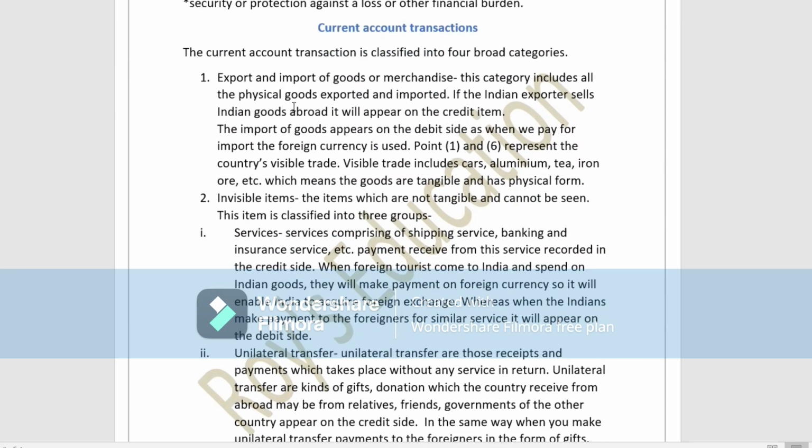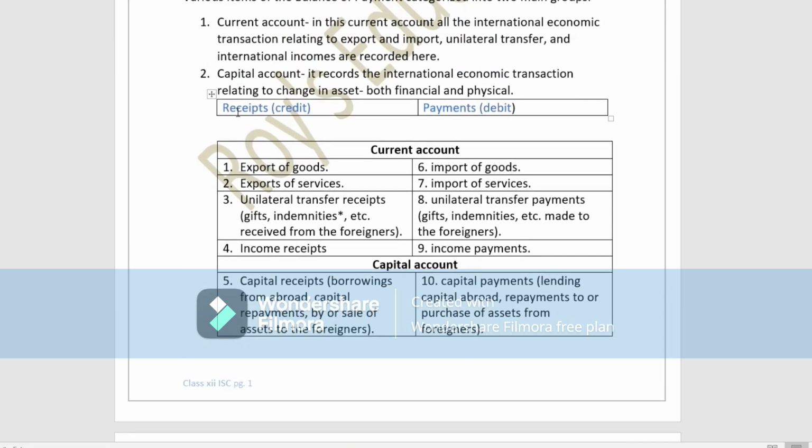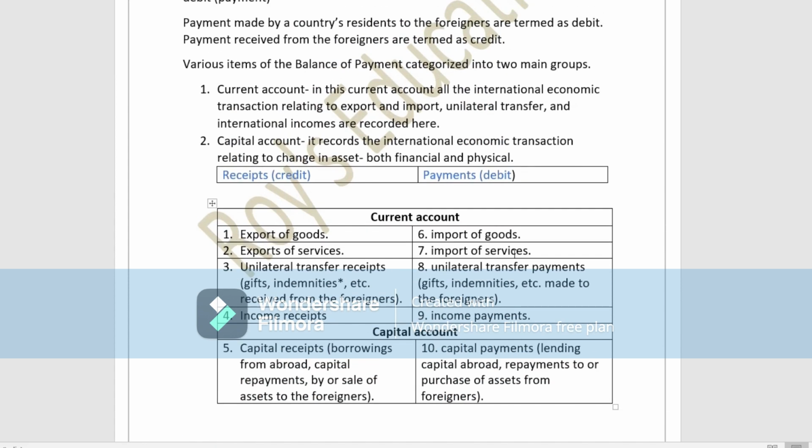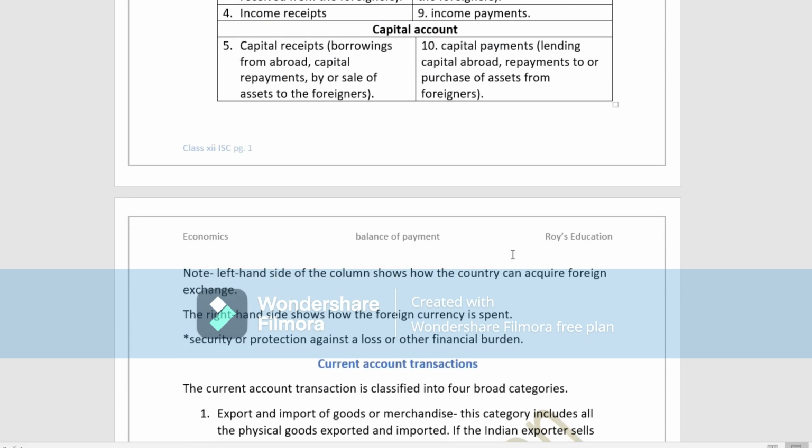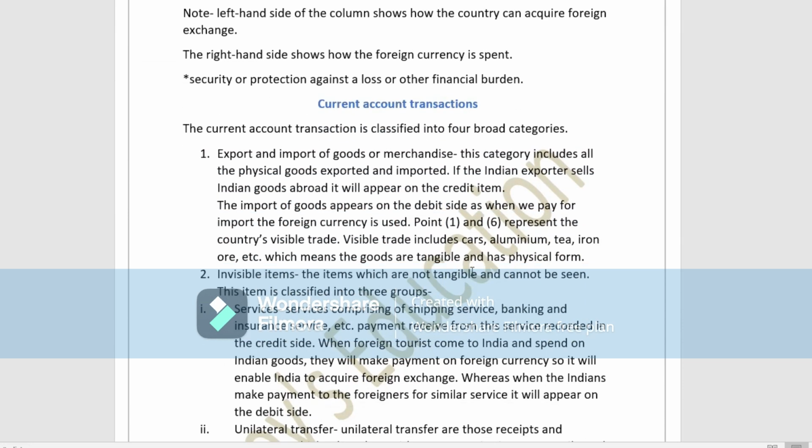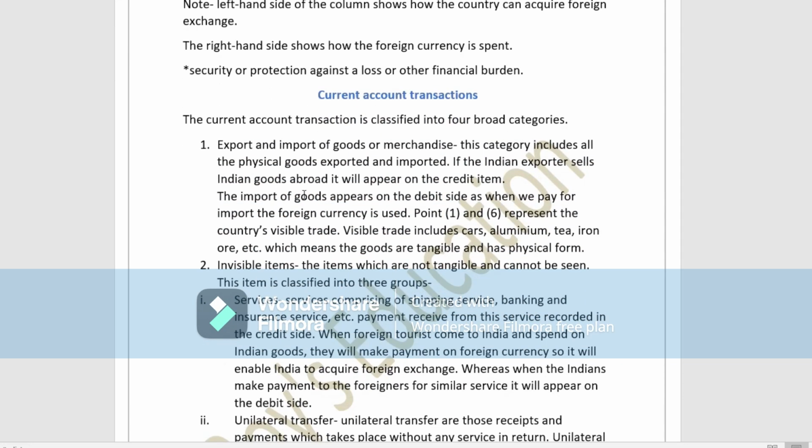Now the current account transactions. The current account transaction is classified into four broad categories. First is export and import of merchandise. Export of goods and import of goods will be on the current account. Export of goods means all the physical goods are exported and imported.